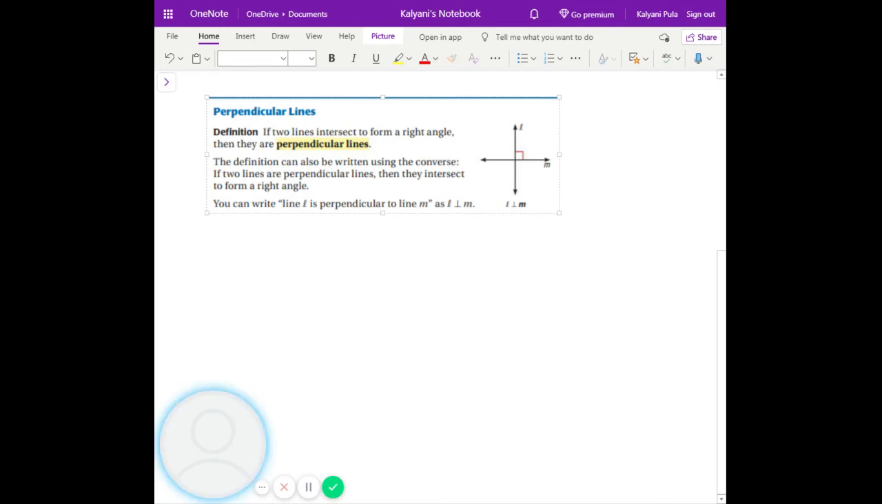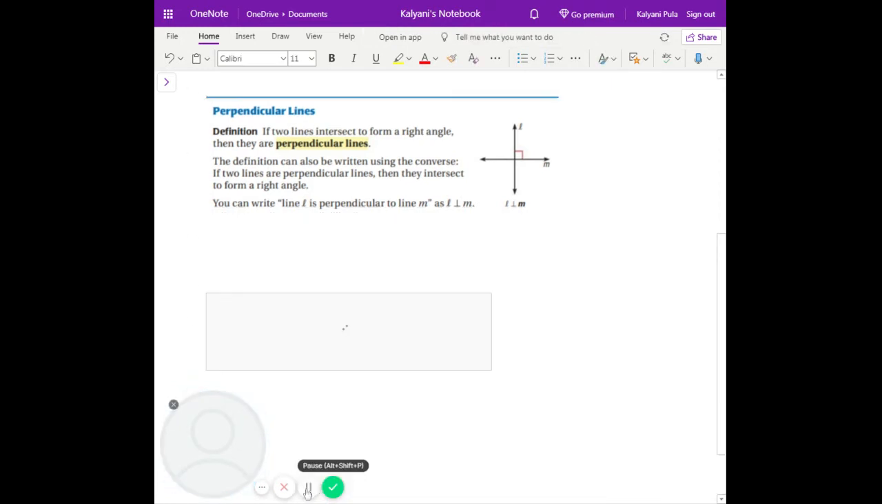Another one is called parallel, and this is perpendicular. That's the symbol for that. Any time you see L perpendicular M, that means line L and line M are perpendicular. So that's the meaning of that information.